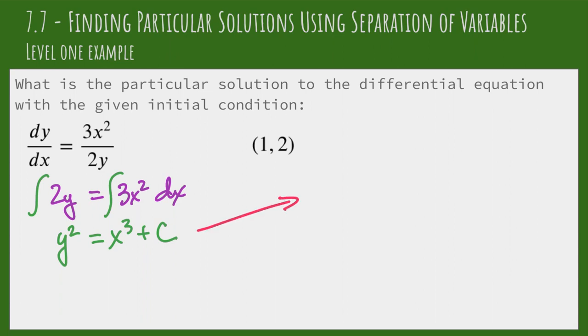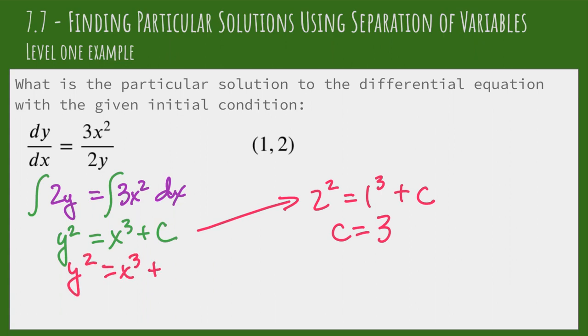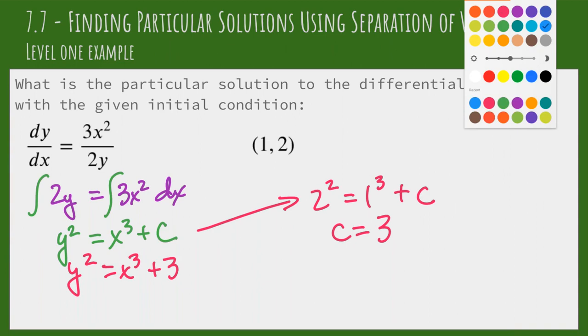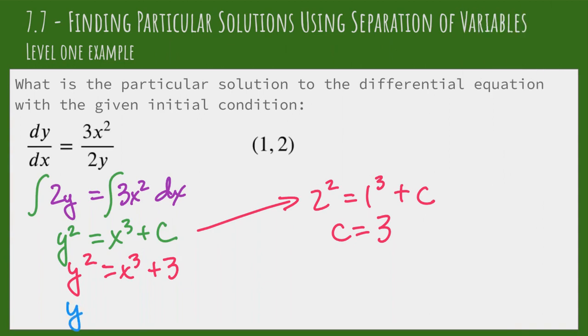So I'm going to go over here to the side and plug 2 in for y, 1 in for x, and we end up getting c equals 3. So we have y squared equals x cubed plus 3. Then we're going to solve for y. So taking the square root of both sides, we get y equals positive or negative square root of x cubed plus 3.